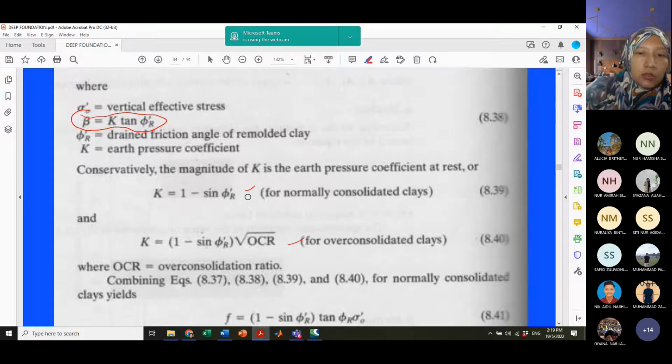Sama ada you have normal consolidated clay ataupun you ada over consolidated clay. How do you determine this one? According to the ratio between pre-consolidation pressure to the present overburden pressure. So kalau you ada OCR, the ratio is equal to 1, so kita boleh kata normal consolidated clay lah. Kalau you ada ratio more than 1, so it is over consolidated. So once you get that one, you kena tahulah yang mana formula is suitable to calculate the K0 for drained condition in cohesive soil.